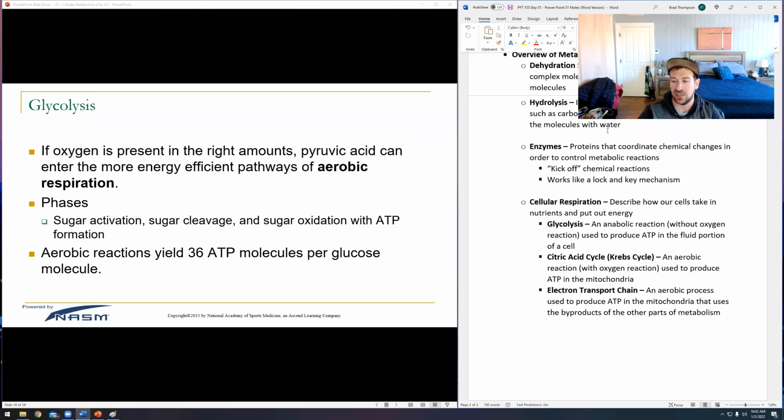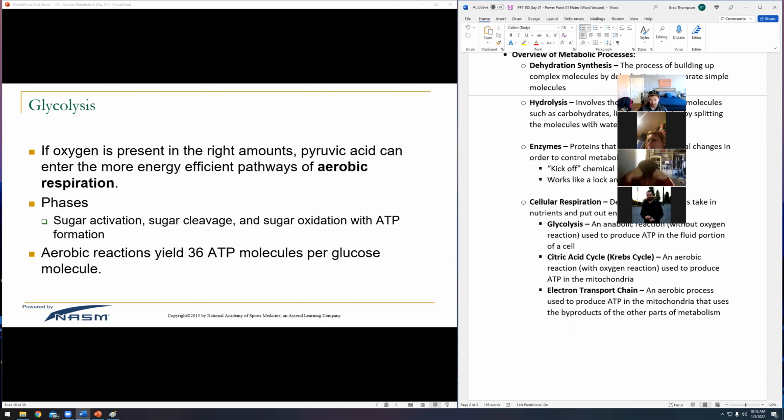And we do that through these next 2 processes in cellular respiration. Remember, cellular respiration is how our cells take in food and spit out energy. The first part is glycolysis. We get a little bit of energy from glycolysis, but we mostly get a whole bunch of lactic acid.